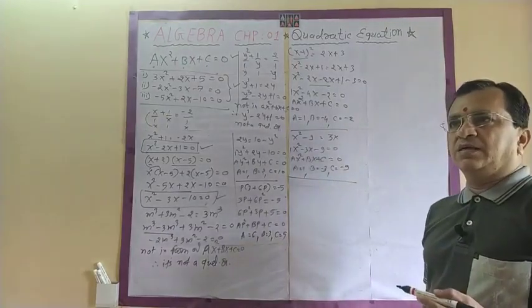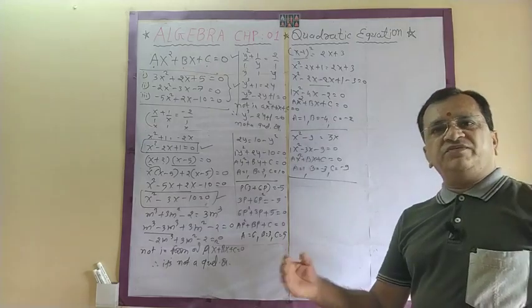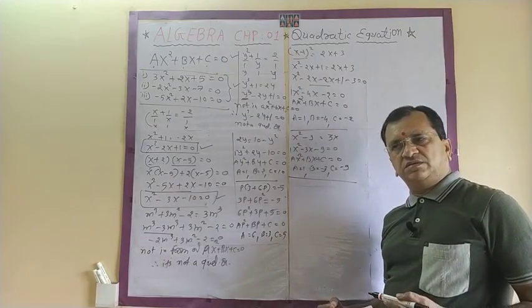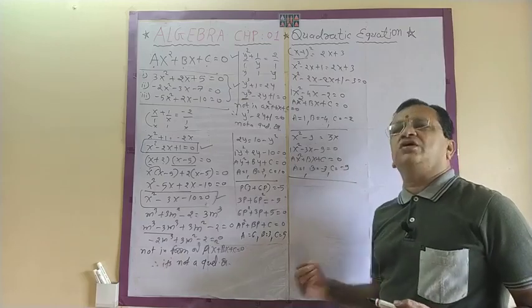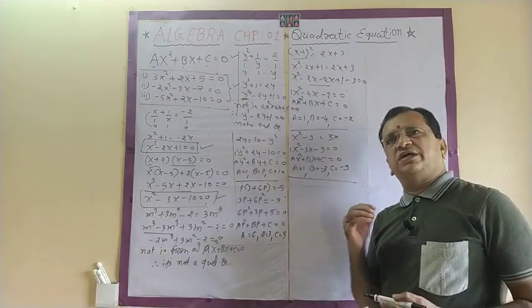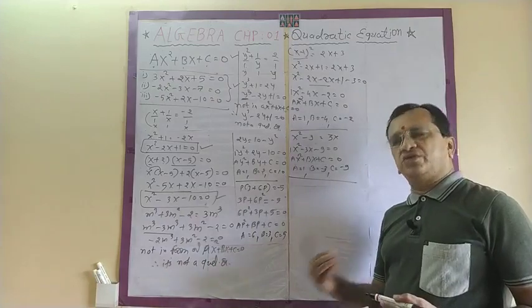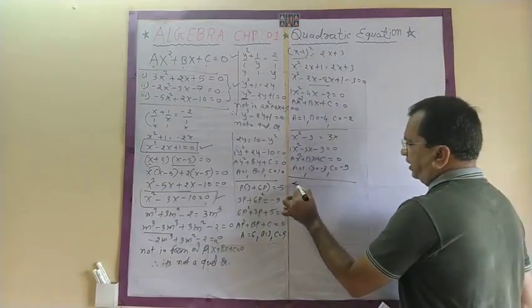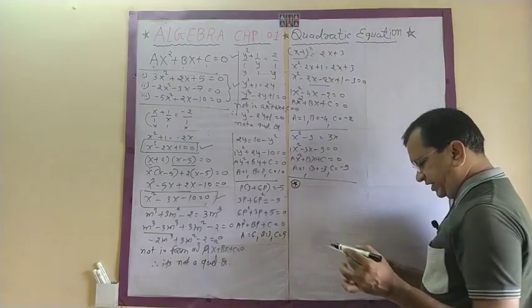Now, possibilities of the solution are given. You have to find out whether these are the solution or the root. There are two words: it is a solution of the equation or a root of the equation. Same. A very simple and very important pattern of this quadratic equation.